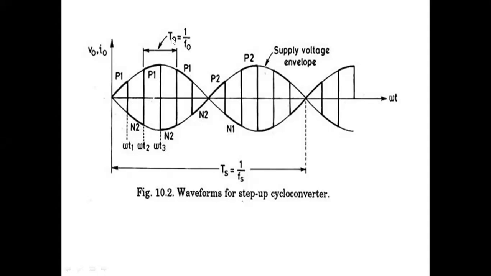See here, T0 means output. Your time period is reduced by 6 times. Then automatically frequency increases because time period is inversely proportional to frequency. When the time period reduces, for one cycle you automatically get 6 cycles, 6 output cycles. That means frequency is increased by 6 times. So that's why it is called a step-up cycloconverter.